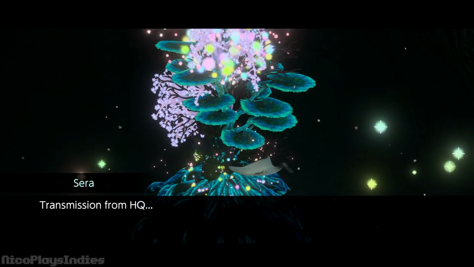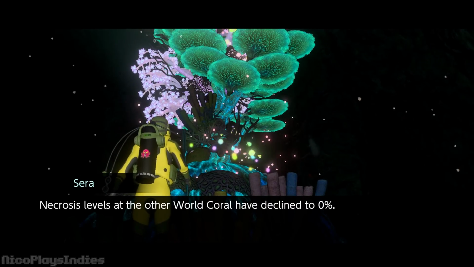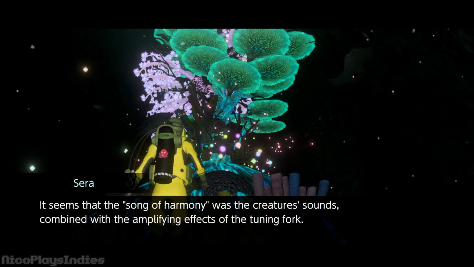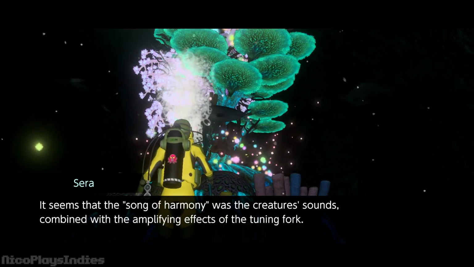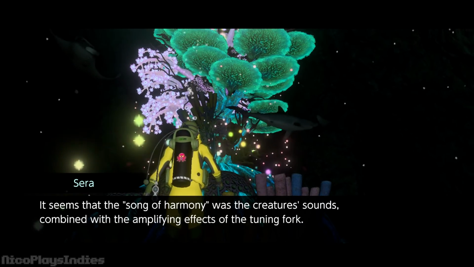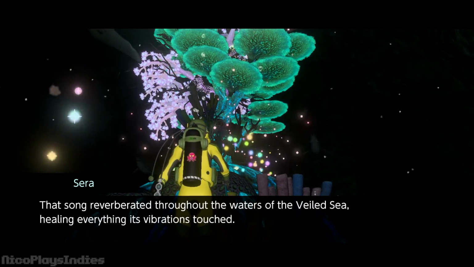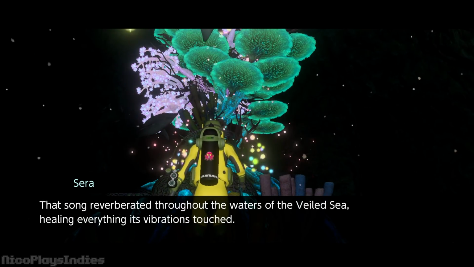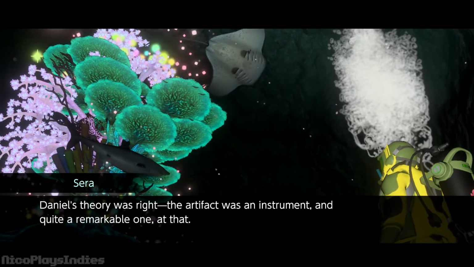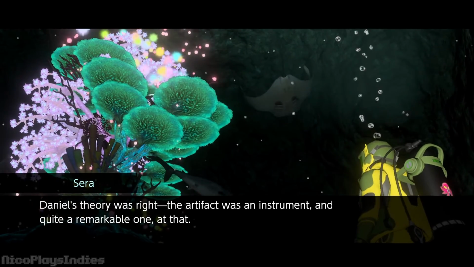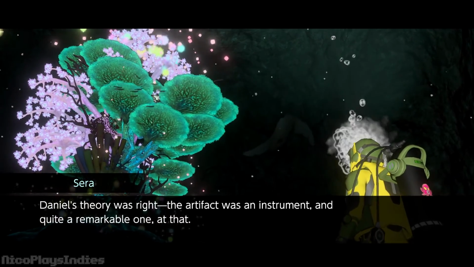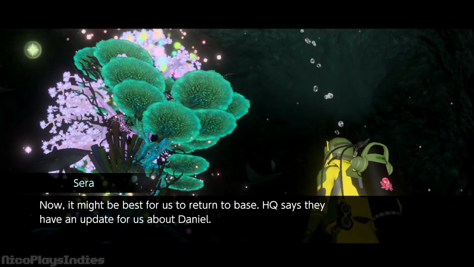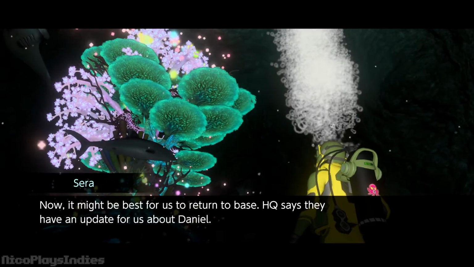Transmission from HQ. Necrosis levels at the other world coral have declined to 0%. It seems that the Song of Harmony was the creature's sounds, combined with the amplifying effects of the tuning fork. That song reverberated throughout the waters of the Veiled Sea, healing everything its vibrations touched. Daniel's theory was right, the artifact was an instrument, and quite a remarkable one at that. Now, it might be best for us to return to base. HQ says they have an update for us about Daniel.